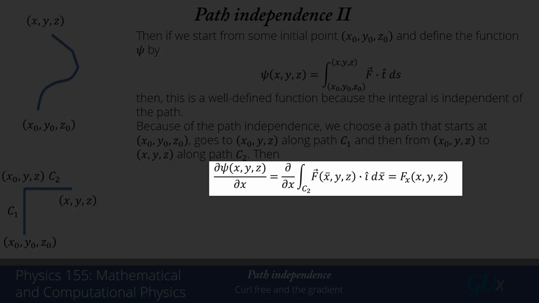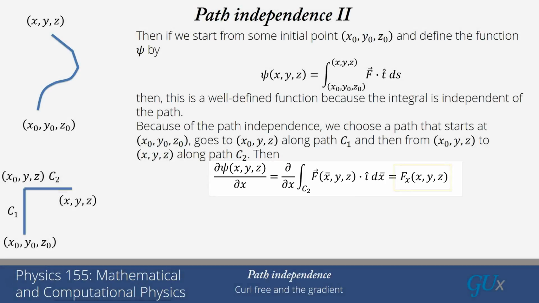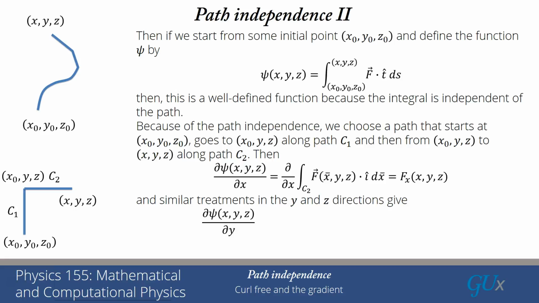Because the final point lies in the upper endpoint of the integral, when I take that derivative, I'm going to evaluate the integrand at that upper endpoint. So I'm going to get the x component of f at the x, y, z point. What we found is d psi by dx is equal to fx, the x component of the vector field f. And by drawing similar paths in the y and z directions, we immediately find that d psi by dy is equal to the y component of f, and d psi by dz is equal to the z component of f.